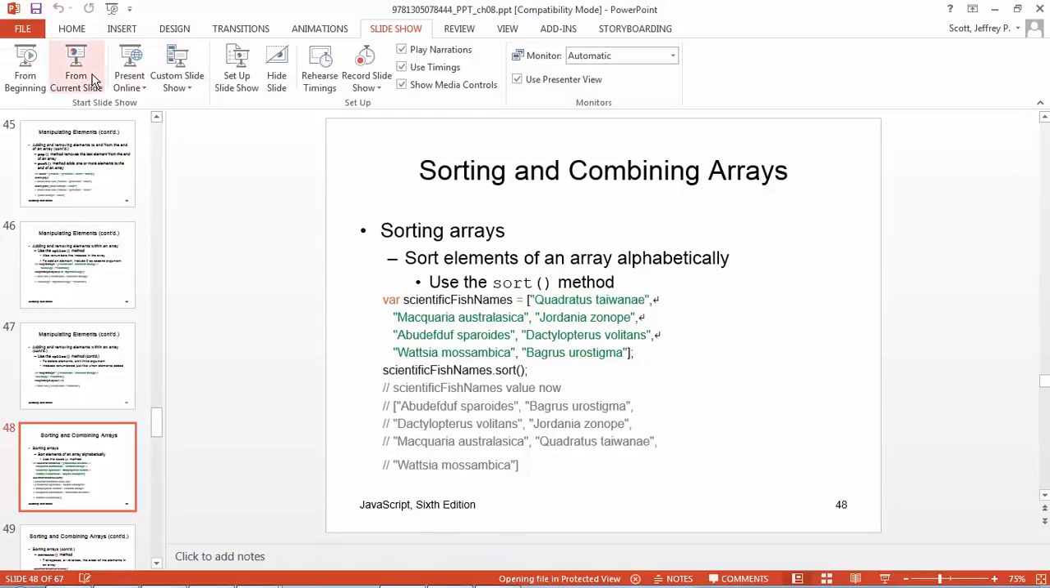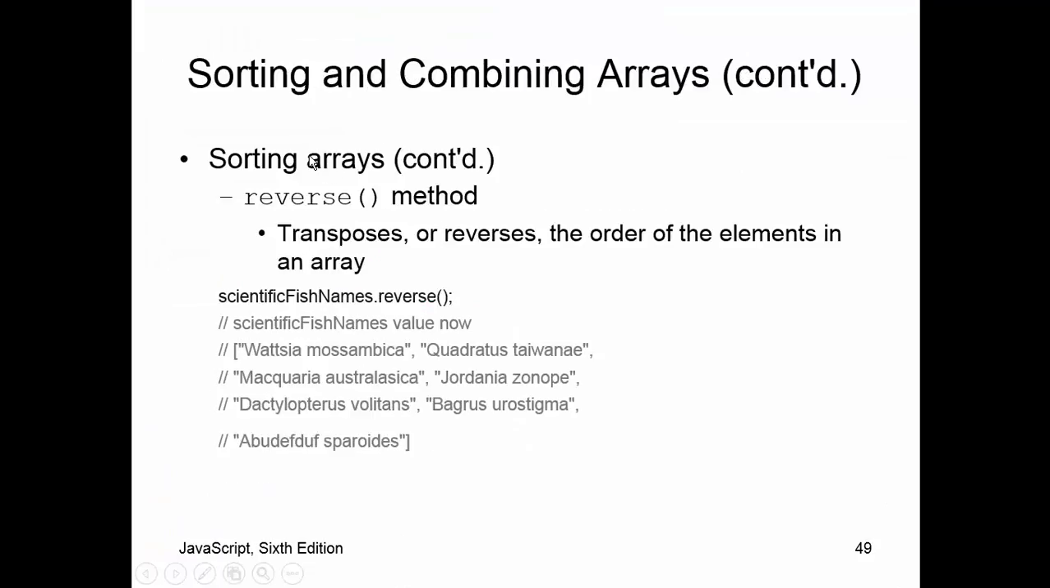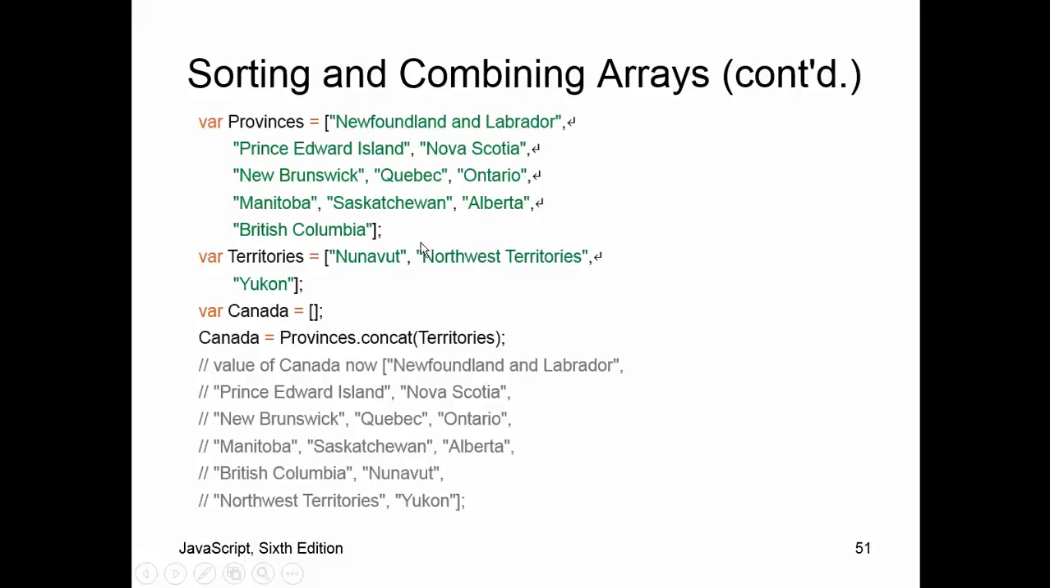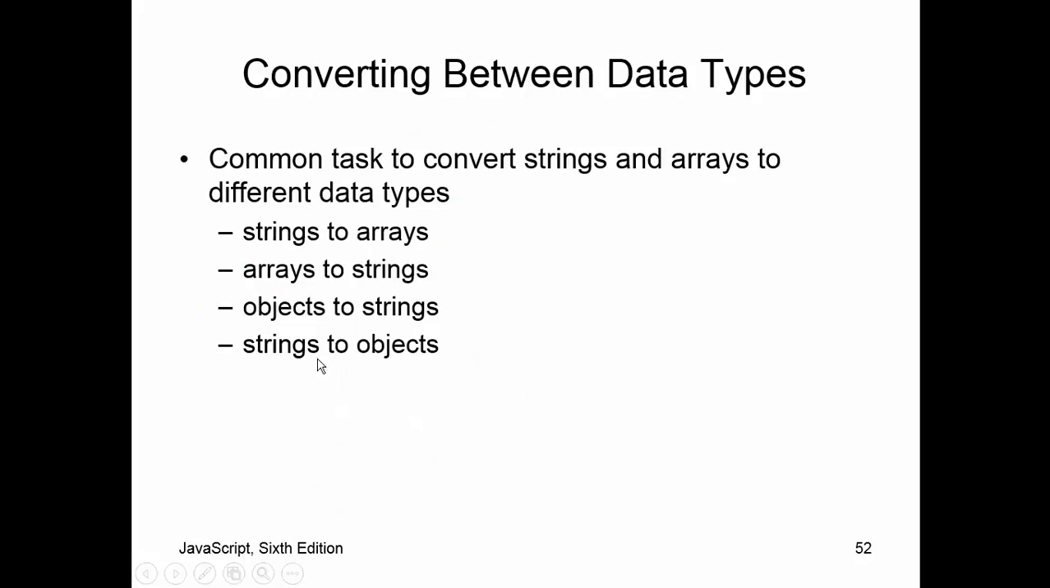All right, so I showed you a little bit about sorting in here, and reverse for that matter. Concat will allow you to combine two different arrays together if you want to, so they've got provinces and they've got territories, etc., and then they concatenate them together so you've got all of them together.